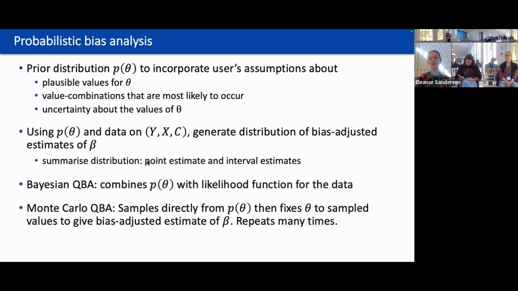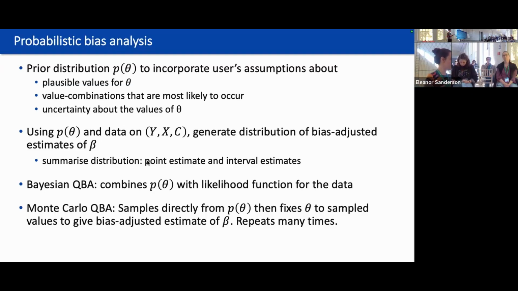Another approach is called Monte Carlo quantitative bias analysis, and this is where we sample directly from the prior for the bias parameters. We then use those sampled values to fix the bias parameter values to then be able to fit the bias model to our study data, and we'll get out an estimate of the exposure effect. We'll then repeat this many times to get out an empirical distribution of bias-adjusted exposure effect estimates.